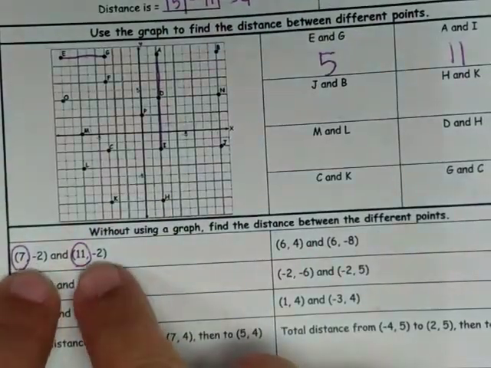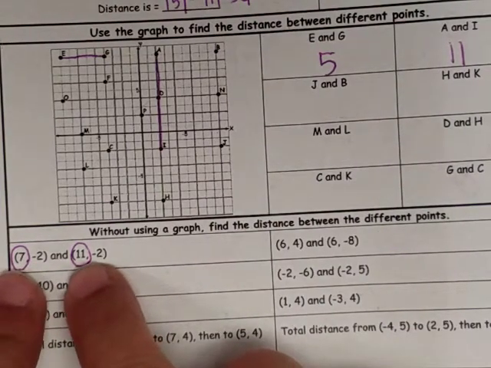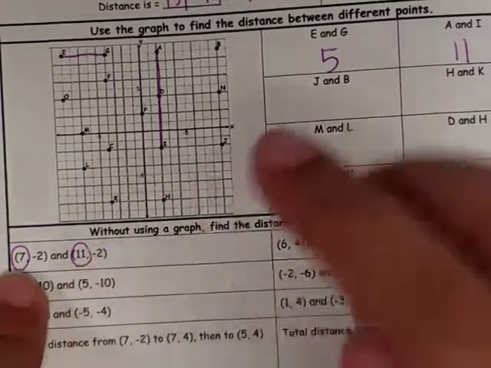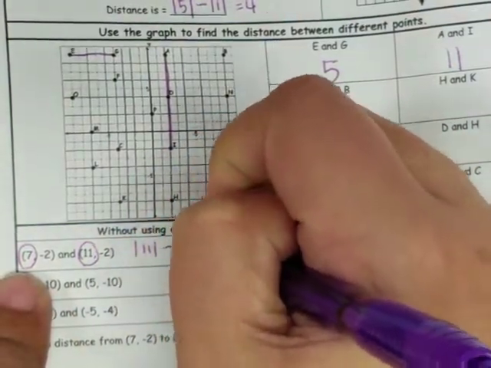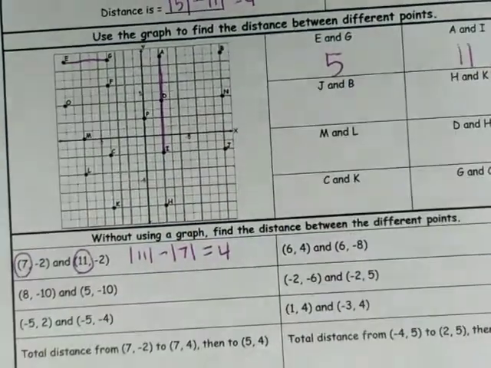We know that they lie in the same quadrant because it's positive, negative, positive, negative. So since they're in the same quadrant, we're going to subtract. So the absolute value of 11 minus the absolute value of 7 equals 4.